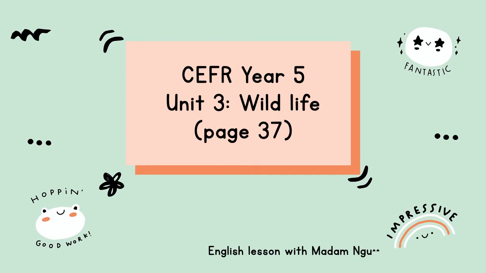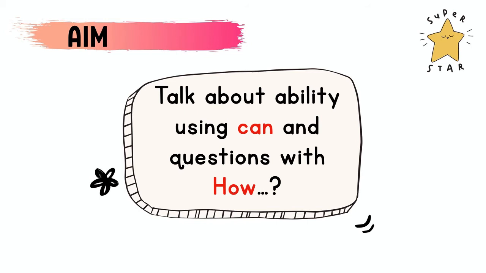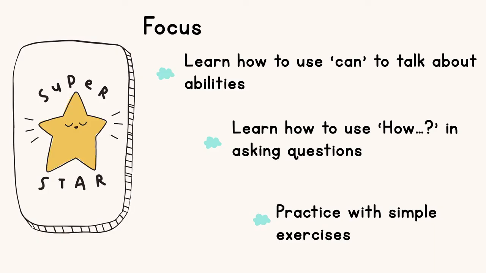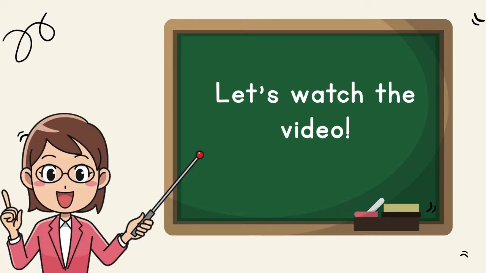Today we are in Unit 3, Wildlife, on page 37 of your English Plus 1 textbook. The aim of today's lesson is to talk about ability using can and questions with how. Today's lesson focuses on learning how to use can to talk about abilities, learn how to use how in asking questions, and finally, practice with simple exercises. So, let's watch a video first.